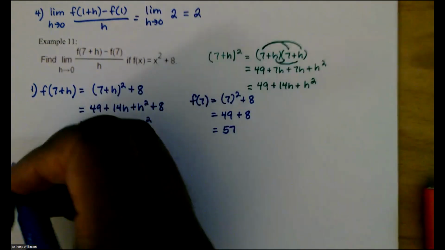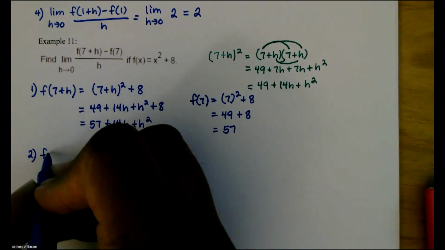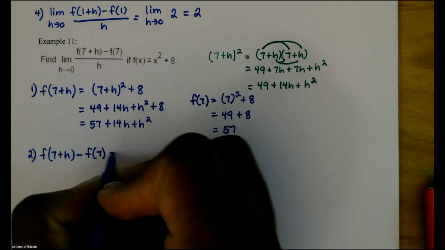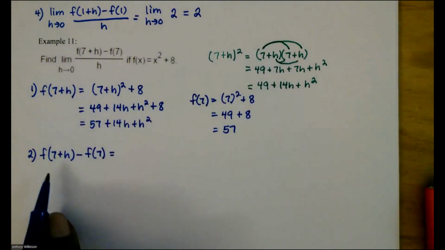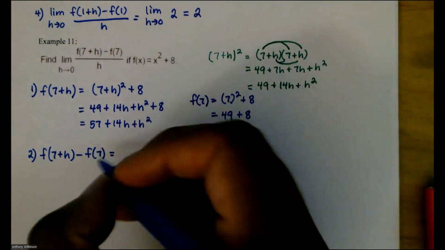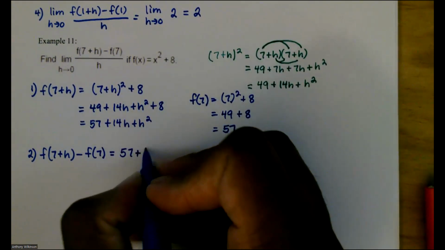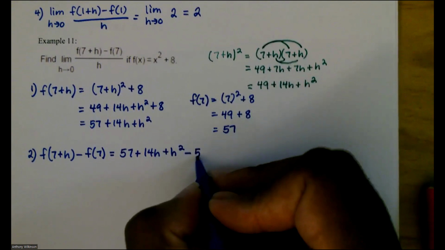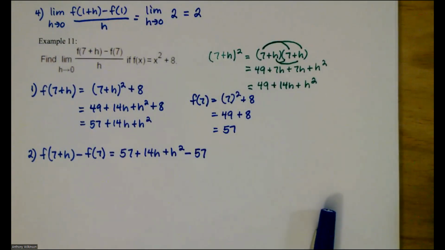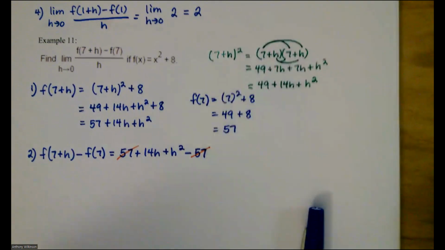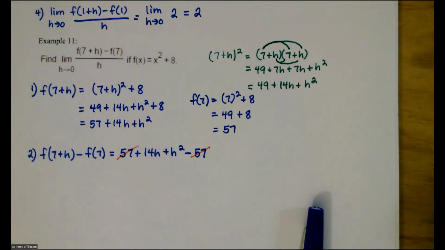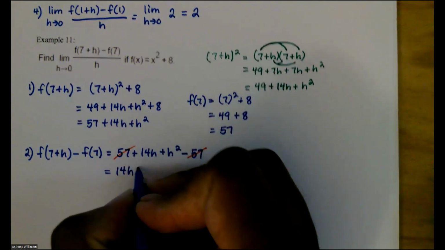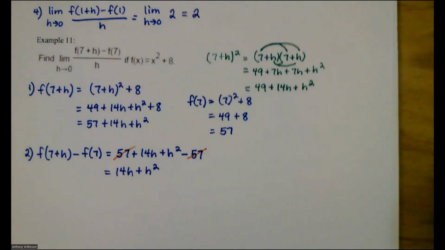All right, now step number 2 is do the numerator, which is f of 7 plus h minus f of 7. That's this numerator up here. Now, f of 7 plus h, we found that out to be 57 plus 14h plus h squared, minus f of 7, that was 57. If I do 57 minus 57, that's 0, that's gone. I'll be left with just 14h plus h squared.